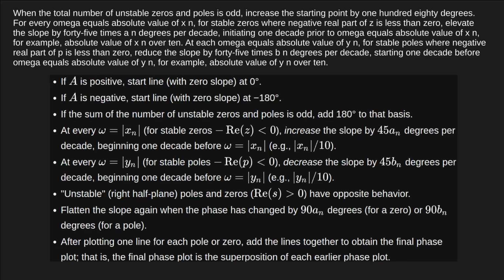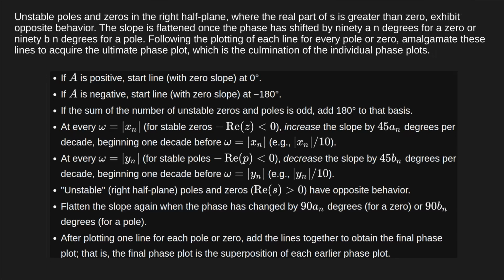For every omega equals absolute value of x sub n, for stable zeros where the real part of the zero is less than 0, elevate the slope by 45 times a sub n degrees per decade, initiating 1 decade prior to omega equals absolute value of x sub n, for example, absolute value of x sub n over 10. At each omega equals absolute value of y sub n, for stable poles where the real part of the pole is less than 0, reduce the slope by 45 times b sub n degrees per decade, starting 1 decade before omega equals absolute value of y sub n, for example, absolute value of y sub n over 10.